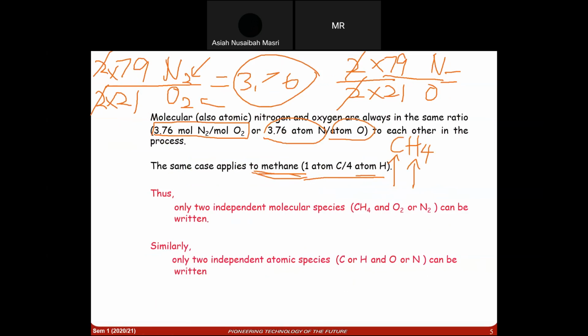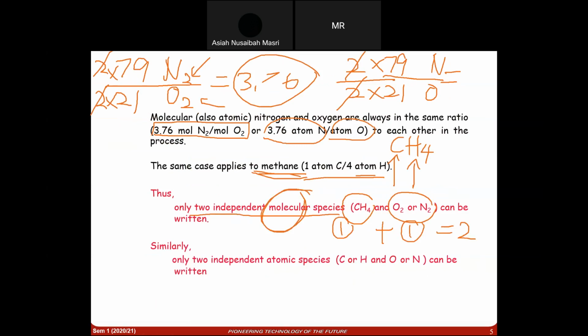to get a result of three components, there are only two independent molecular species. The first one is CH4. So this is representing molecular, okay? So molecular balance, the first balance will be the balance representing CH4. The second balance will be one balance representing either oxygen or nitrogen. So in total, 1 plus 1, we get 2.